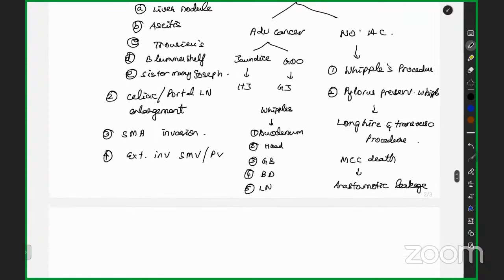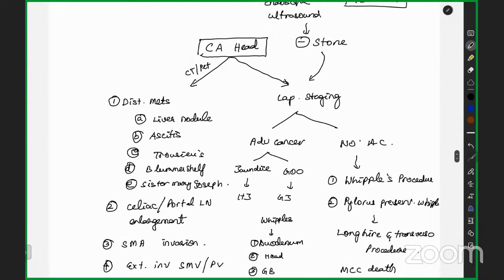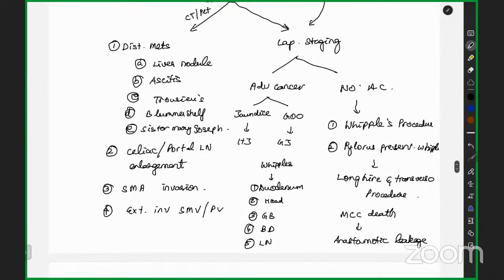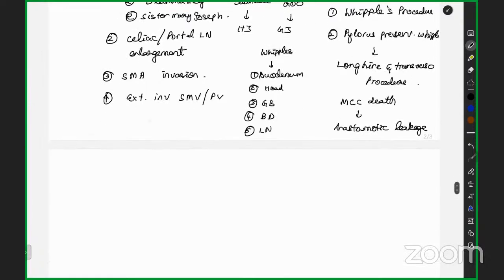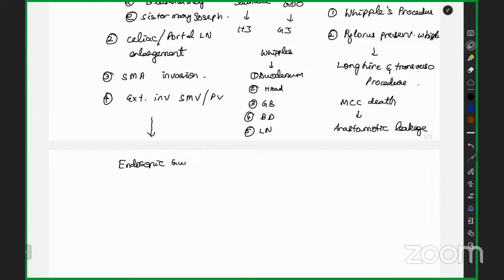Okay. So now when you have a distant metastasis, or a celiac or portal lymph node enlargement, or a superior mesenteric artery invasion, or extensive involvement of your superior mesenteric vein or your portal vein, what's the next step I'm going to perform? When I confirm that my patient has advanced cancer and all these problems, I'm going to perform an endoscopic guided biopsy.